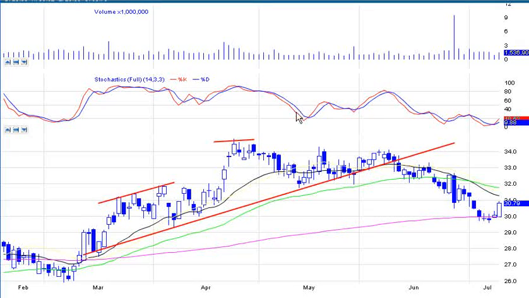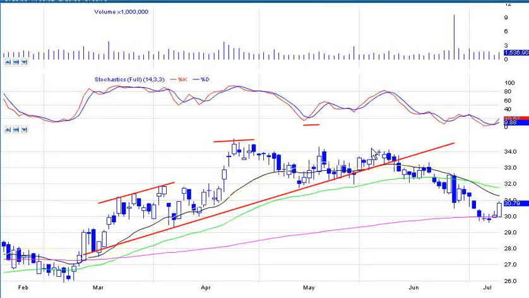I work on a stochastics pulling back to this area here where you know it's getting oversold, and the market is actually pulling back to a trend line. So two indicators saying that the market's probably going to bounce here. And we did get a nice bounce here.